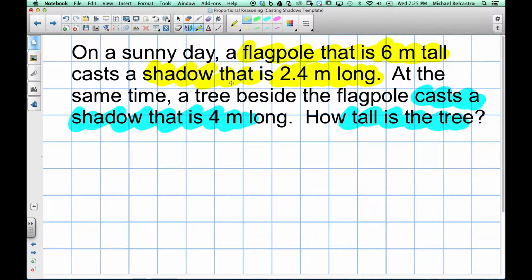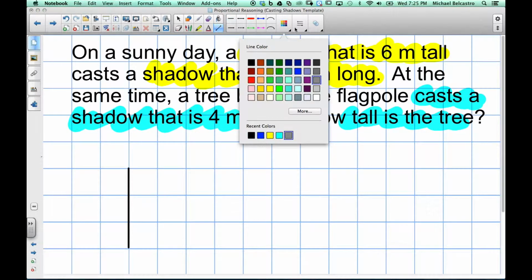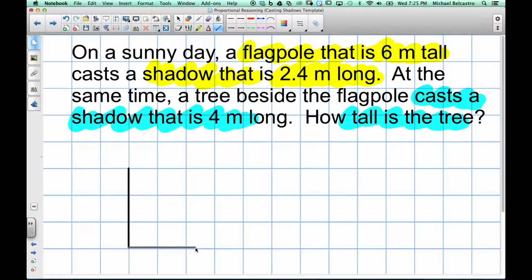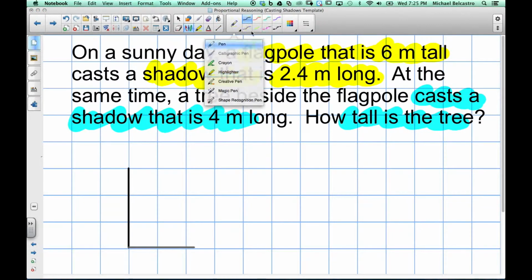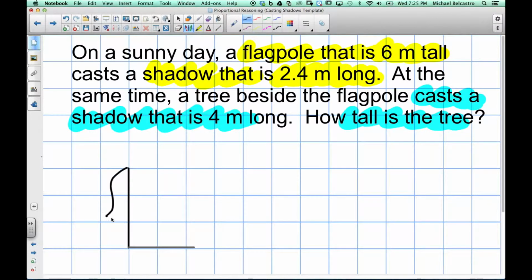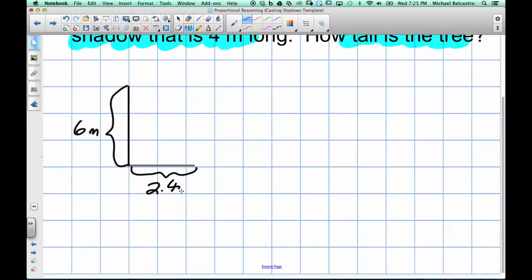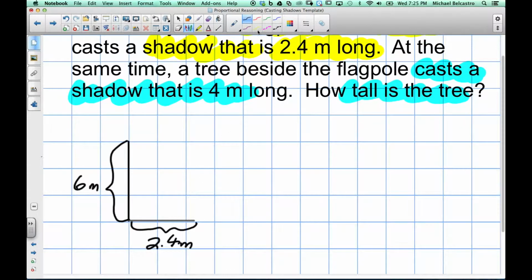Okay, because this one is set up with kind of a visual description, let's try to actually draw this out. So we'll use this line here in black to represent the height of the flagpole. So here's our flagpole here. And then it's going to cast a shadow. Let's put the shadow maybe in gray. Okay, so here's our gray shadow. It said that the flagpole, the original flagpole, was 6 meters tall, and that it cast a shadow that was 2.4 meters in length.